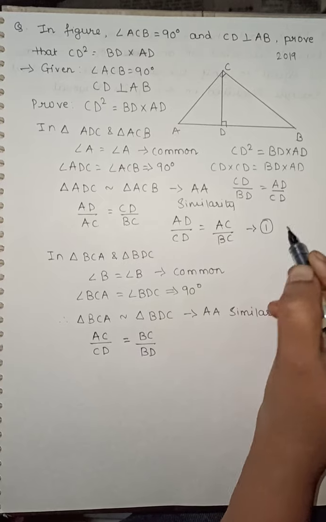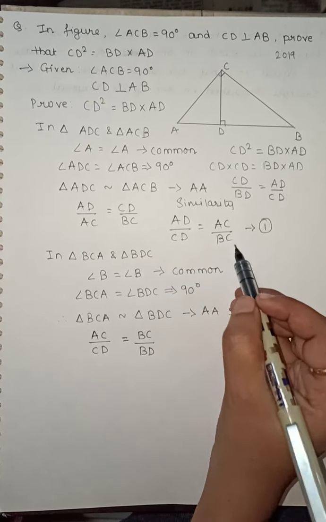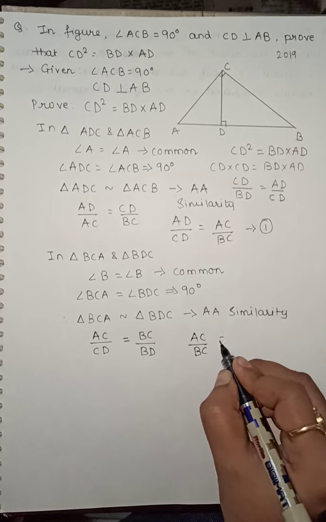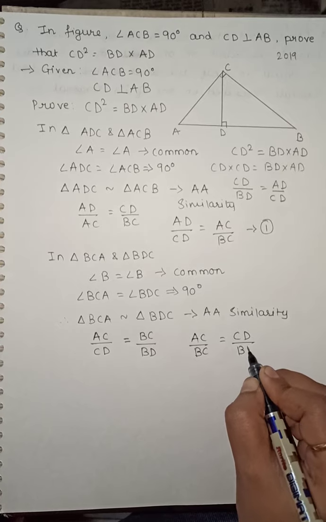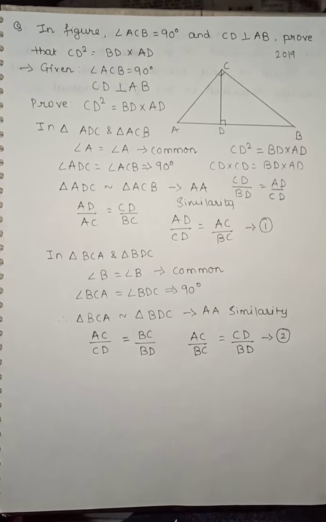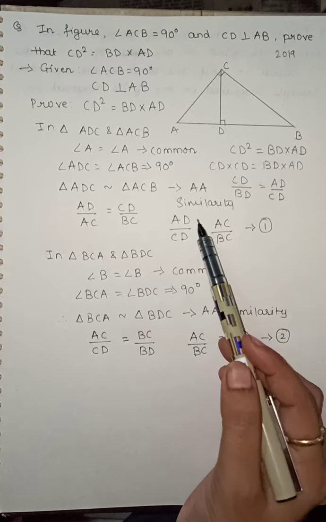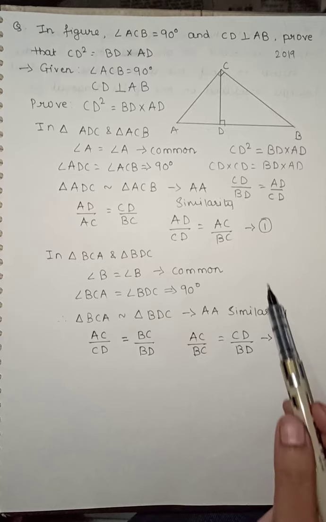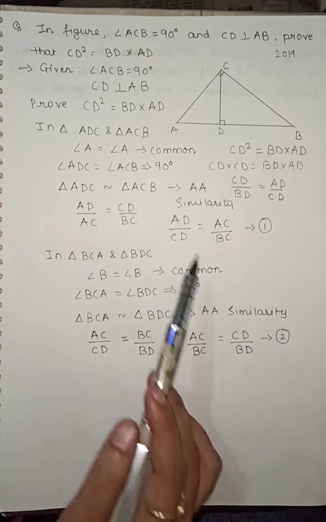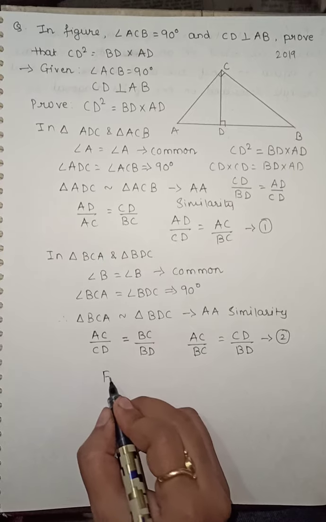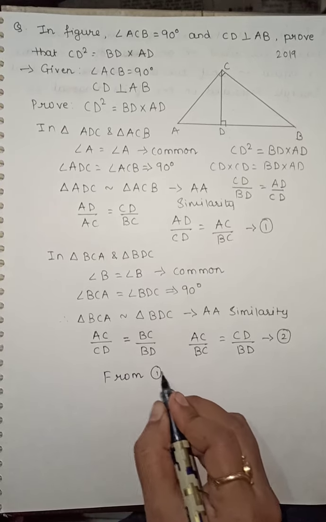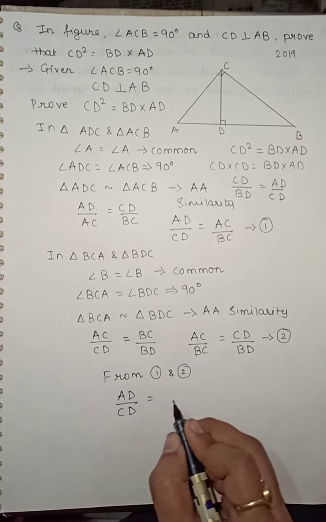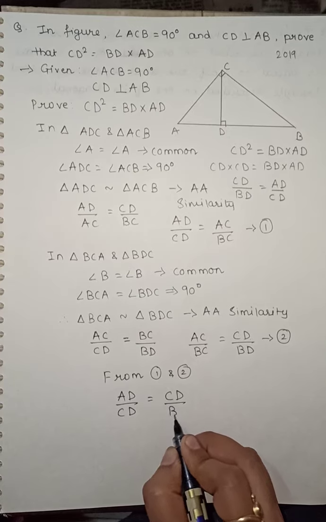Let us mark this as equation 1. Here also I want AC by BC, so shift this BC to this side. You will get AC by BC equal to CD by BD. Equation number 2. Now as you can see in these two equations, AD by CD is equal to AC by BC, whereas AC by BC is also equal to CD by BD. So can I write from equation 1 and 2, these two will be equal to one another? Yes. So from equation 1 and 2, AD upon CD is equal to CD upon BD.